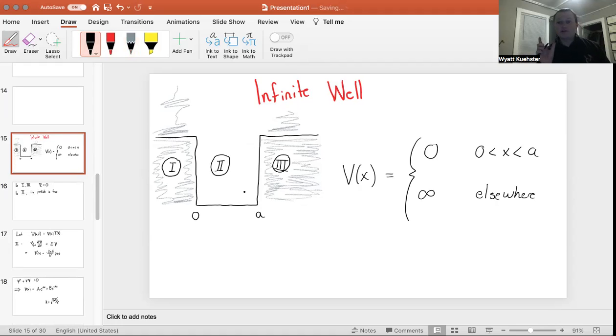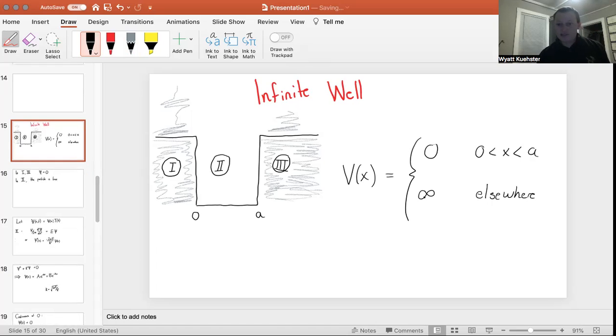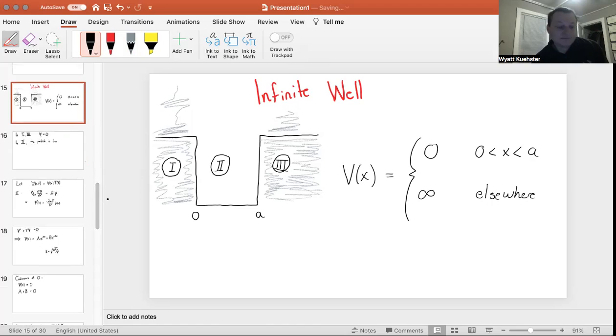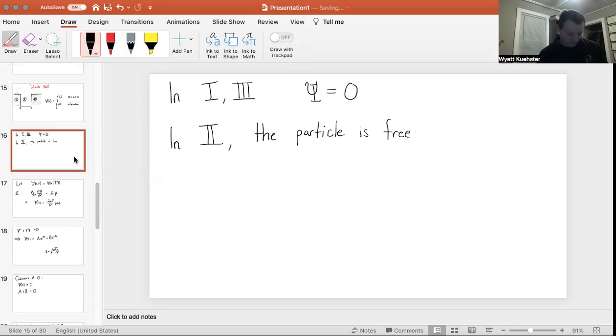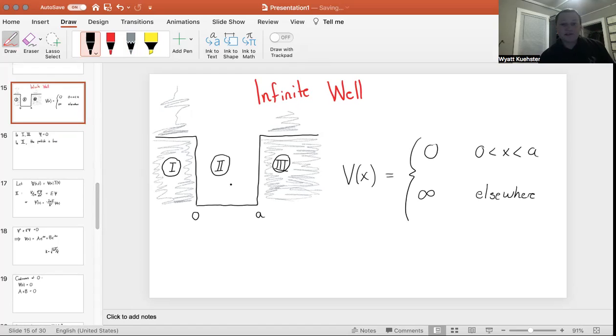You have a potential well of width A, where the potential is zero, your particle is free inside the well, and then outside the well, there's an infinite force preventing the particle from escaping. And importantly, that will mean the particle actually can't escape. There will be zero probability of observing the particle outside the well. Notably, if you make this potential less than infinity, there will be some probability that your particle will be found outside the well, which is kind of strange. But okay.